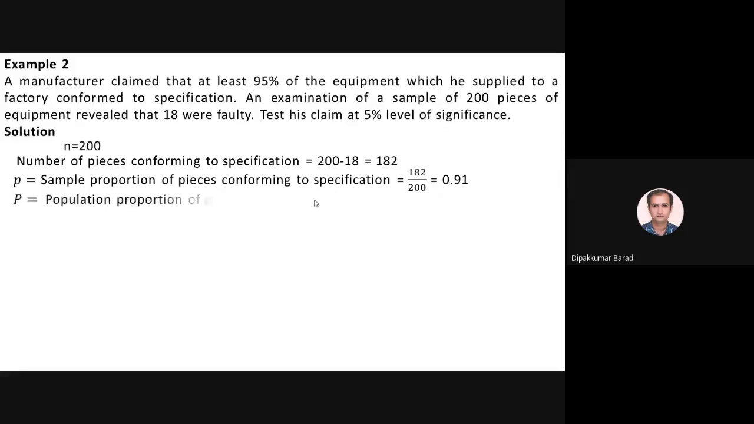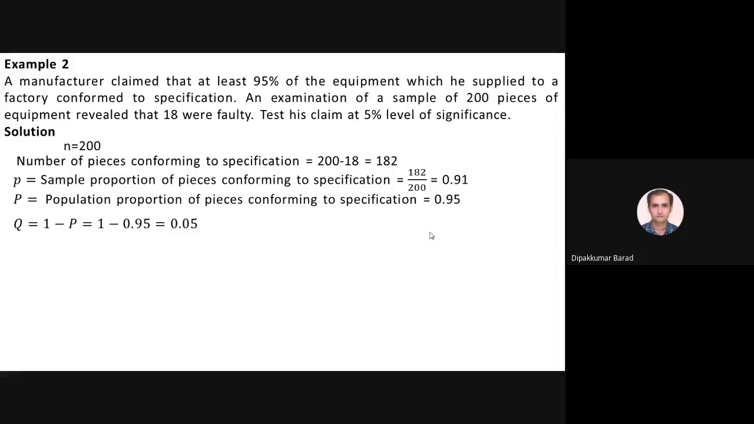And capital P is the population proportion. The manufacturer claims that 95% of the equipment supplied from the factory conforms to specification. So capital P here is 95%, which means 0.95. Now capital Q means 1 minus capital P, which is 1 minus 0.95, so I get 0.05.